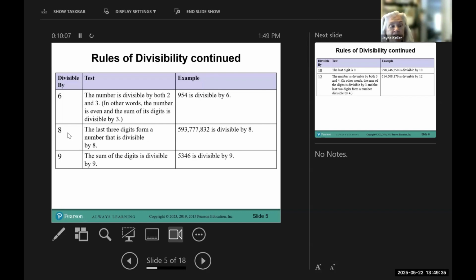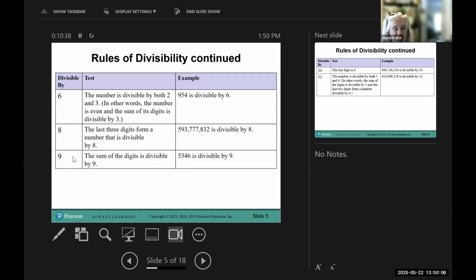To check 8, this one's a little bit, not harder, but it's a little more work to do because I have to check the last 3 digits, which may not be obvious, right? 832. So I might have to do a little bit of long division or just divide with a calculator, right? I could take 832, divide it by 8 with my calculator. And as long as I get a whole number and I don't have any decimal part in my answer, then I know that it's divisible.